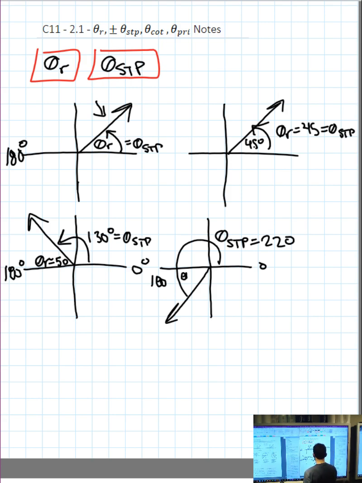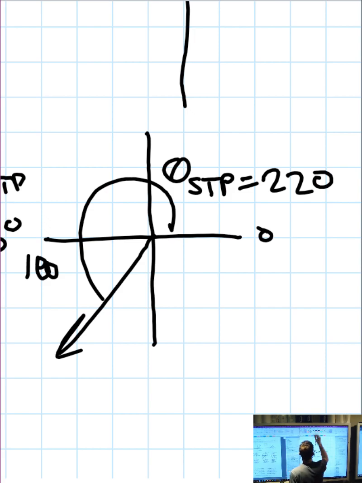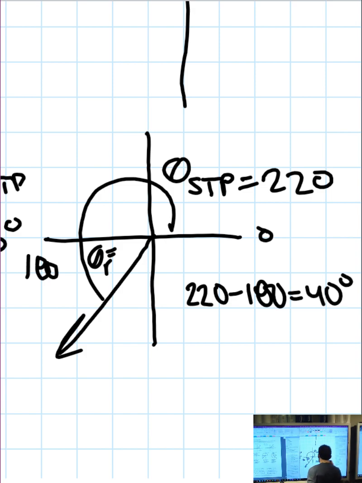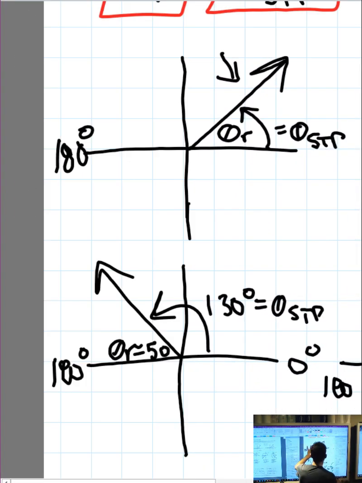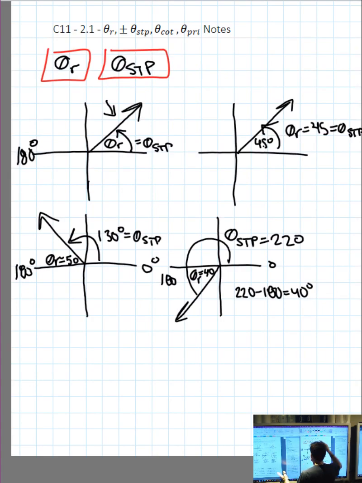Theta r is the tiny little angle inside the triangle. I need to zoom in. This happens occasionally. Theta r equals, well, we know it's 180 degrees all the way around, so we can simply do 220 minus 180 equals 40. And we know that our reference angle is 40 degrees. So it's really going to be logic. You might be using 180 plus or minus, or 360 plus or minus like in the next example.